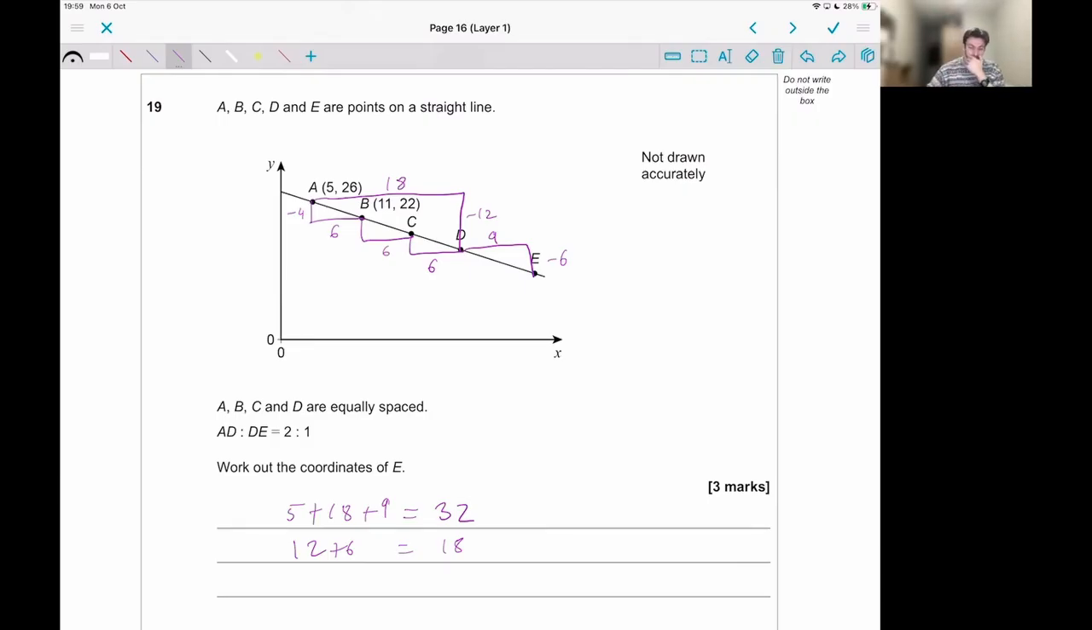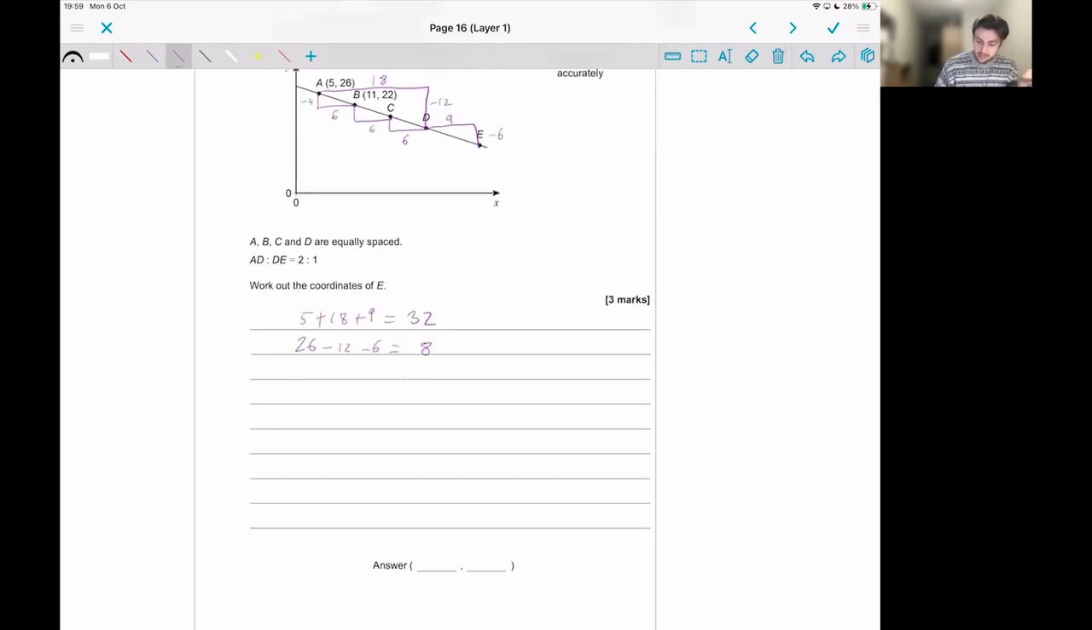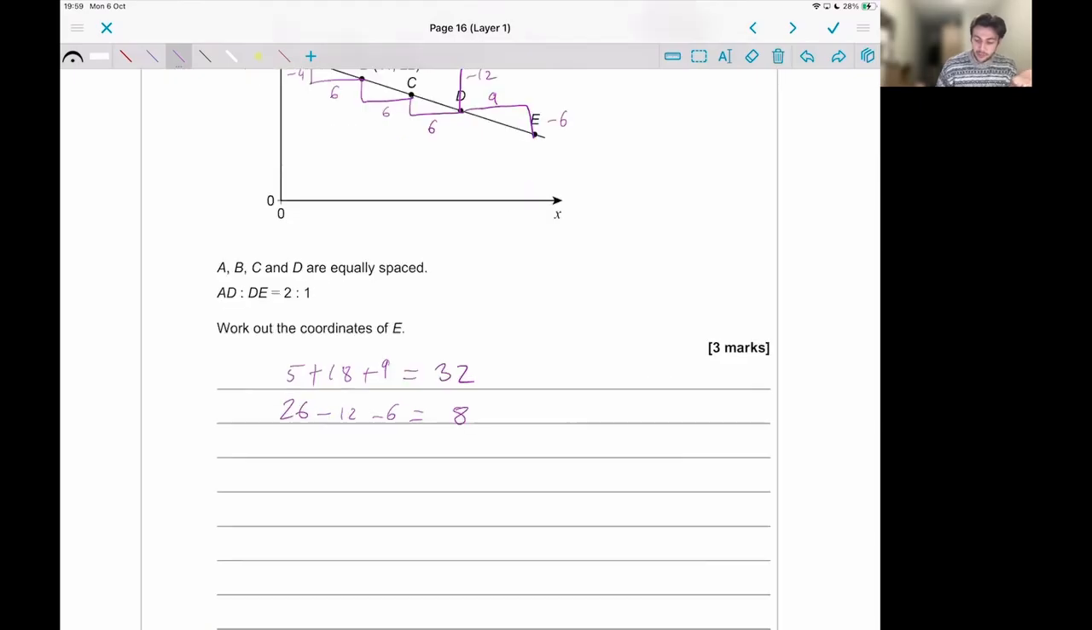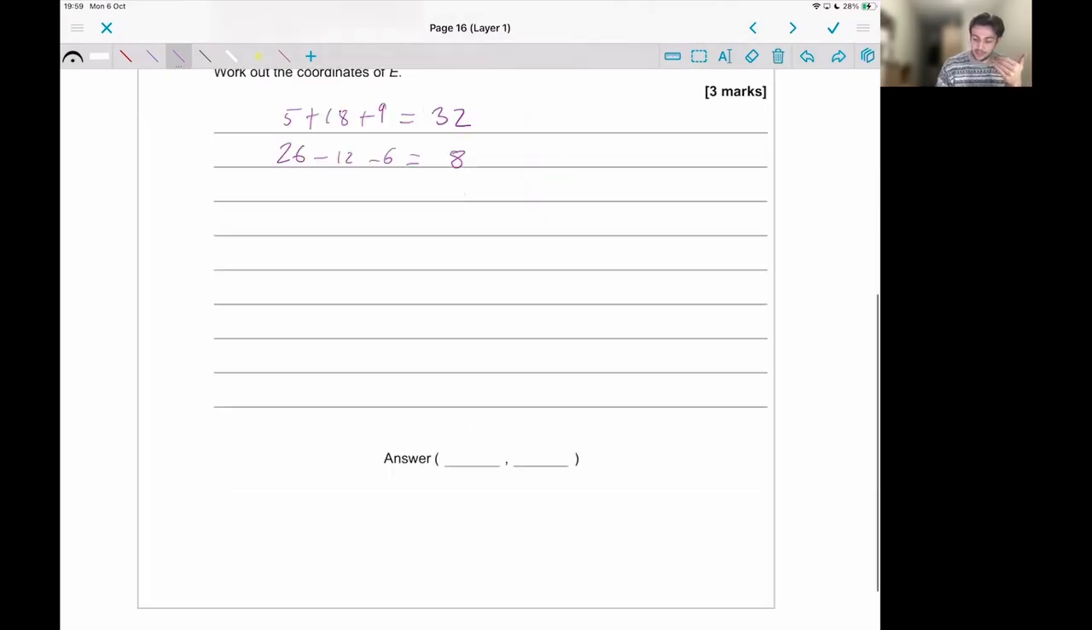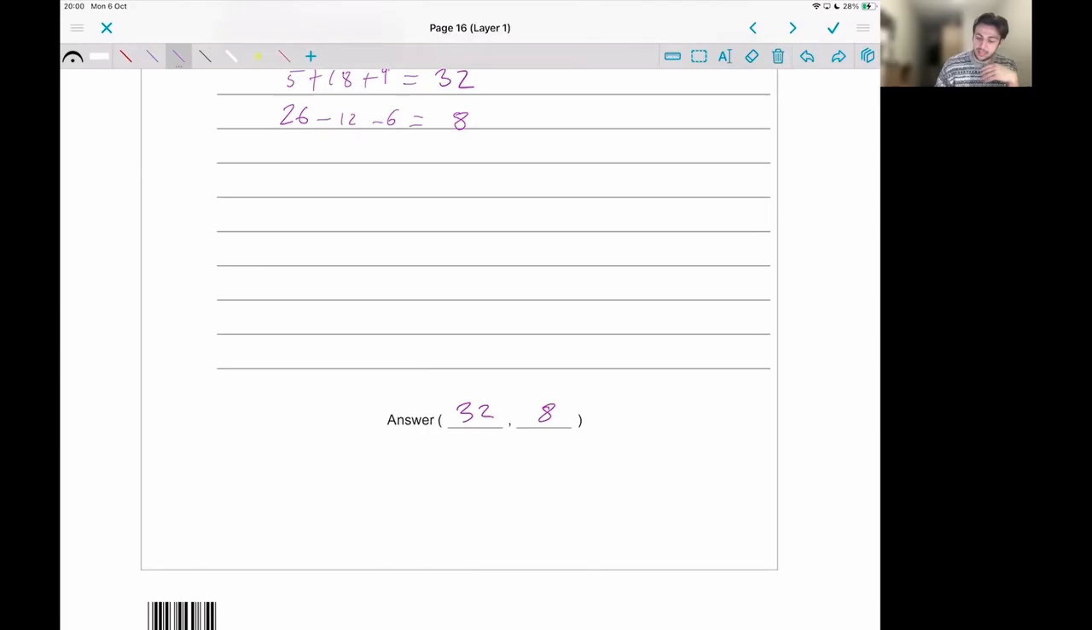Oh sorry, I forgot to say, let me do these bits again. We were going down 18, yes, but we were starting at 26. So it was 26 and we were minusing 12 and then minusing 6, or 26 minus 18, same thing, which gives us 8. So that's the whole thing. We now know that the x-coordinate of E is 32 and the y-coordinate of E is 8. So we can write that down, 32, 8, and we're done.